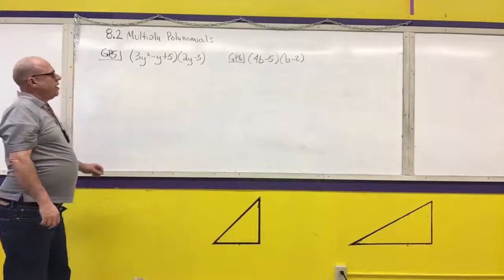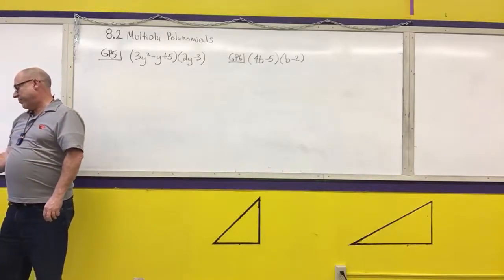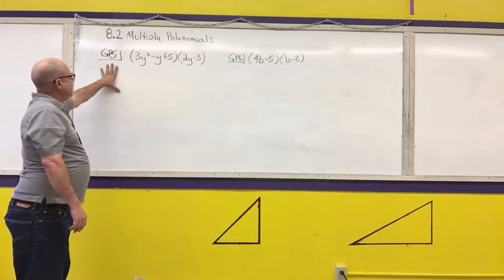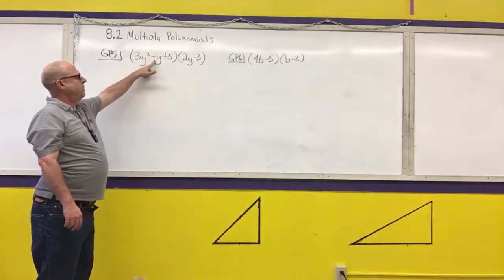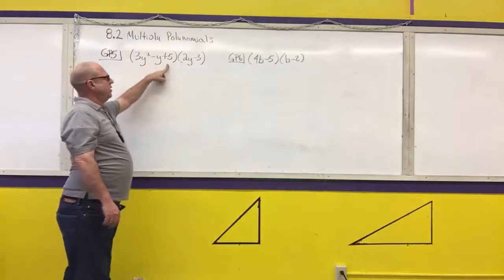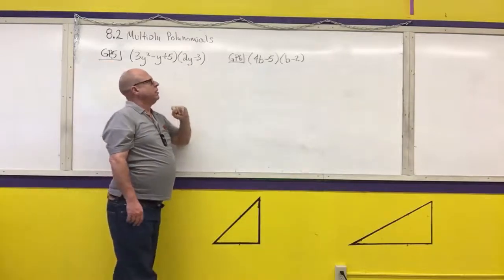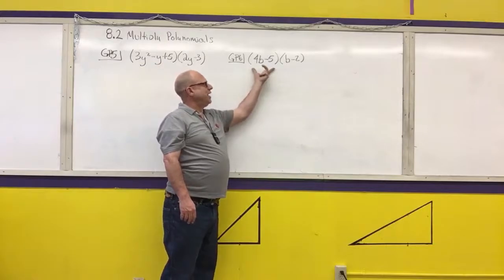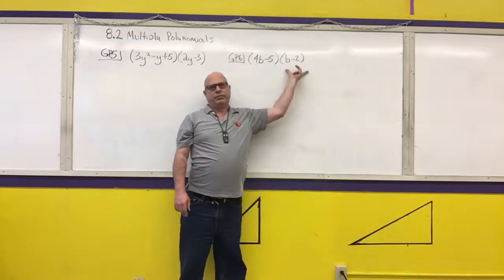So again, the 2 problems that I want you to work out to turn in with your notes are on the bottom of page 505. They are guided practice 5 and 6. Guided practice 5 says the quantity 3y squared minus y plus 5 times the quantity 2y minus 3. And guided practice 6 is the quantity 4b minus 5 times the quantity b minus 2.